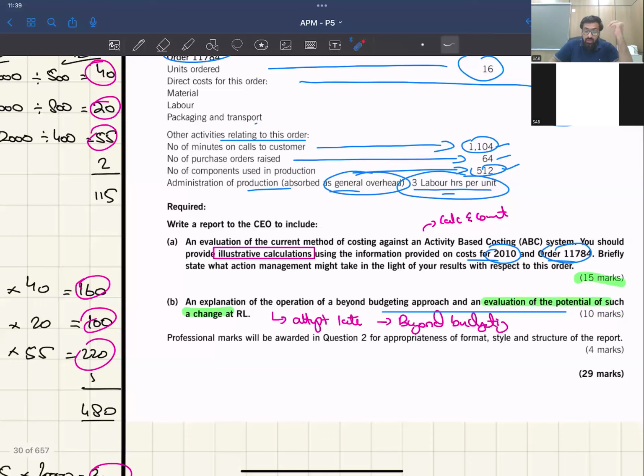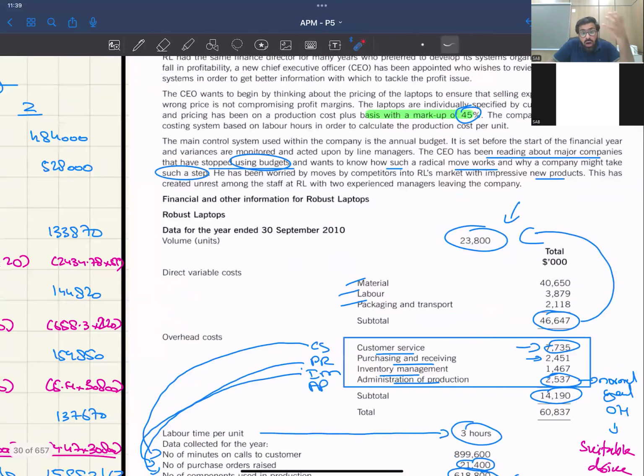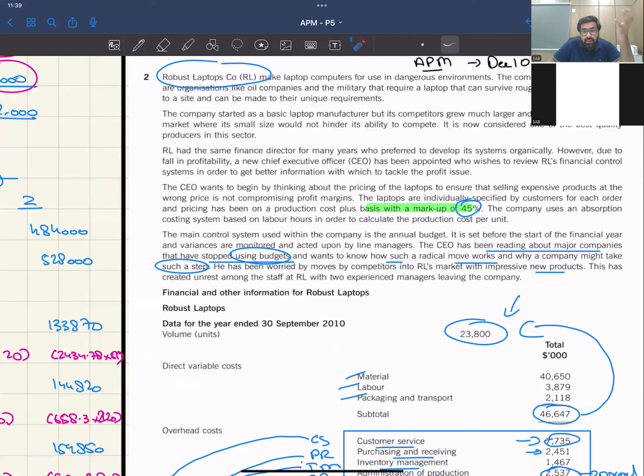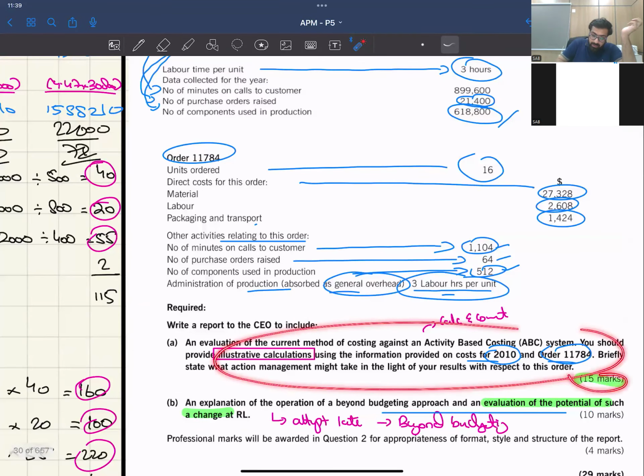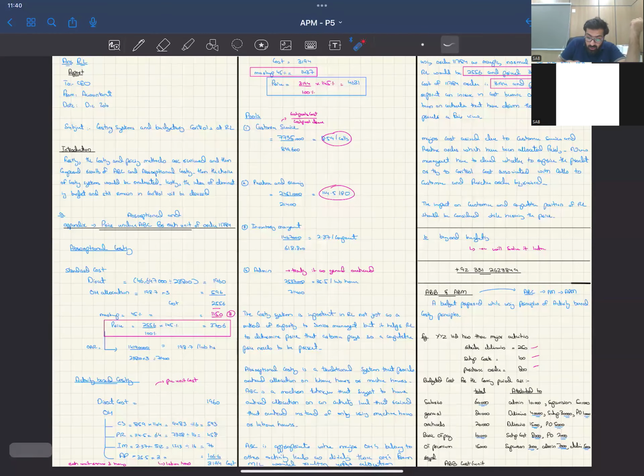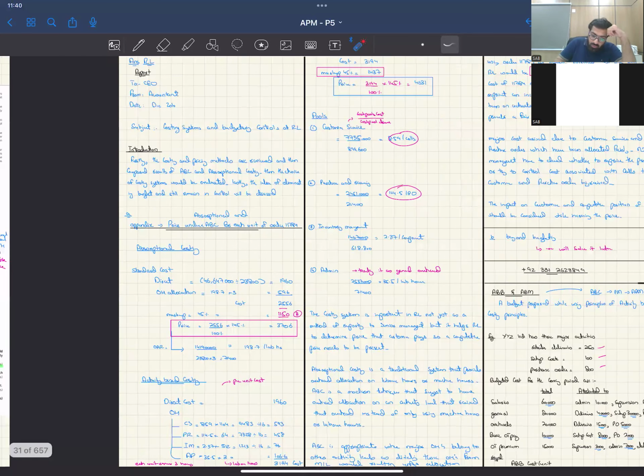So you have studied this question in the previous class. You know how RL works. You have a good idea that RL is basically a laptop manufacturer, and it has many customers that it deals with. And the CEO wants financial control here. The CEO is pricing on the basis of a markup of 45%. You read that, right? In fact, we attempted this requirement of 15 marks here. It requires a lot of effort to write, so we have done that.